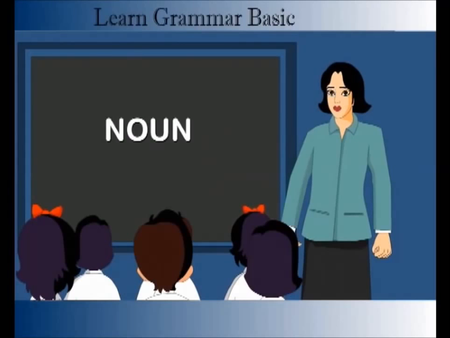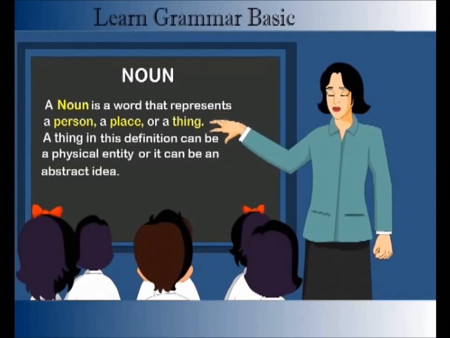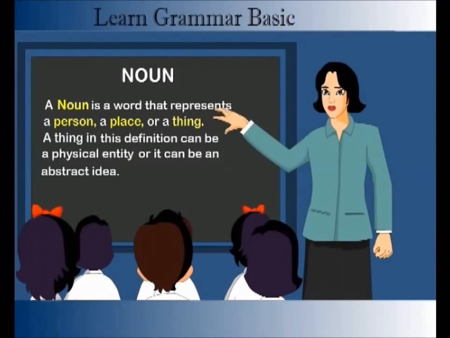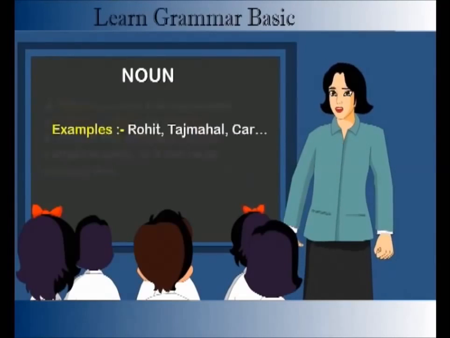Noun. A noun is a word that represents a person, a place, or a thing. A thing in this definition can be a physical entity or it can be an abstract idea. Examples: Rohit, Taj Mahal, car.